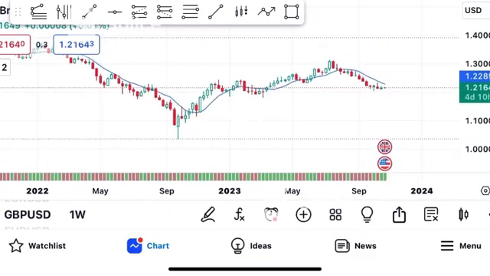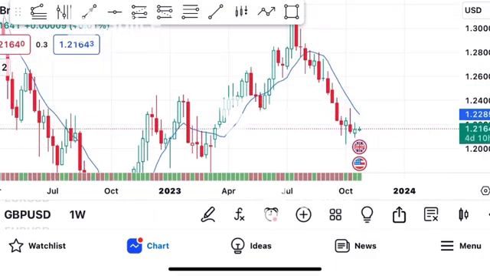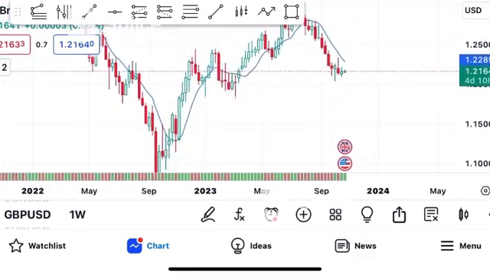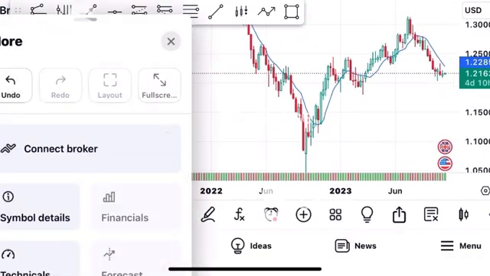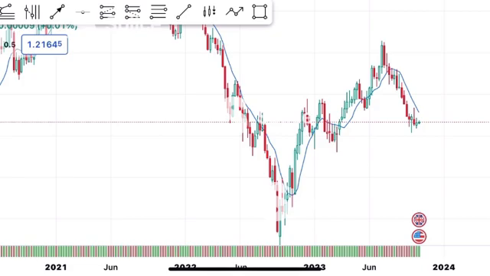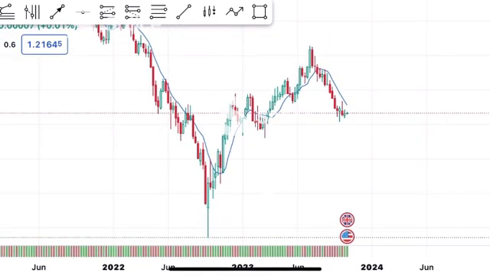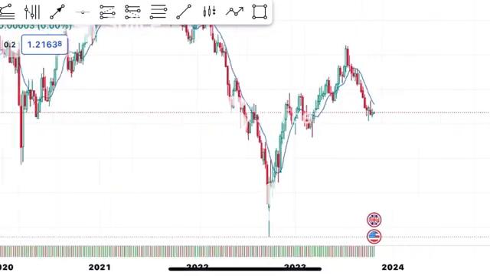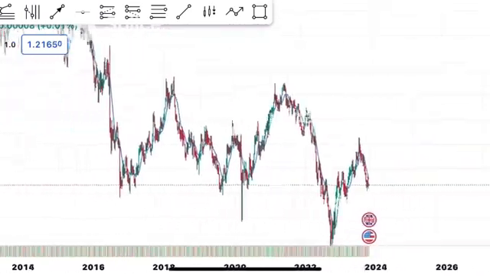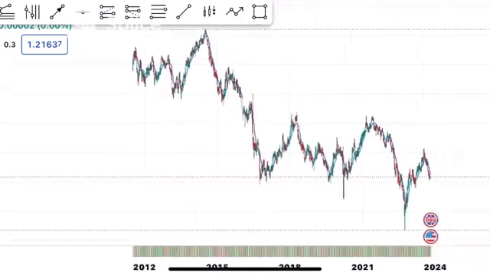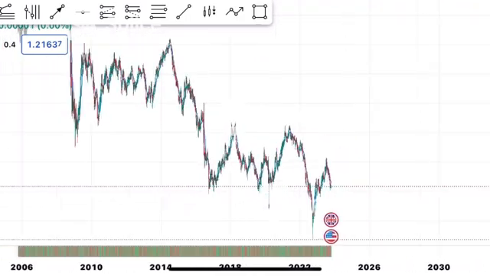As you can see in the weekly chart, let's make this a full screen so that we can have a real view of the chart. As you can see, the weekly chart looks bearish. It looks bearish because, how do I identify a bearish chart? Identify a bearish chart by looking at the trend of the market.